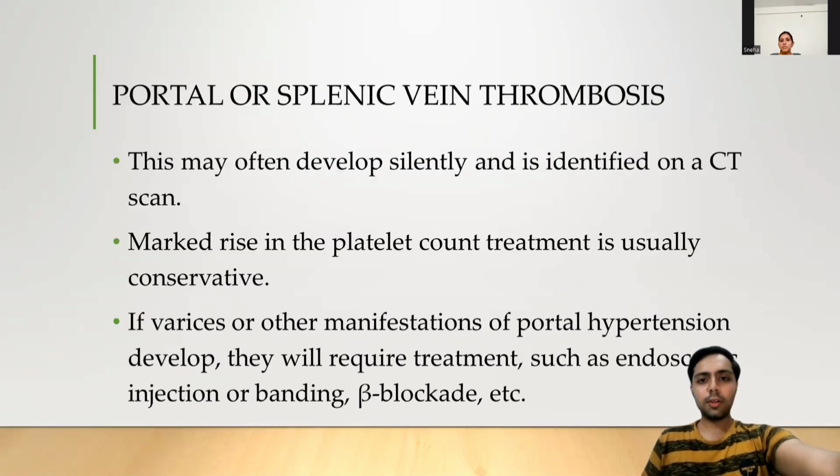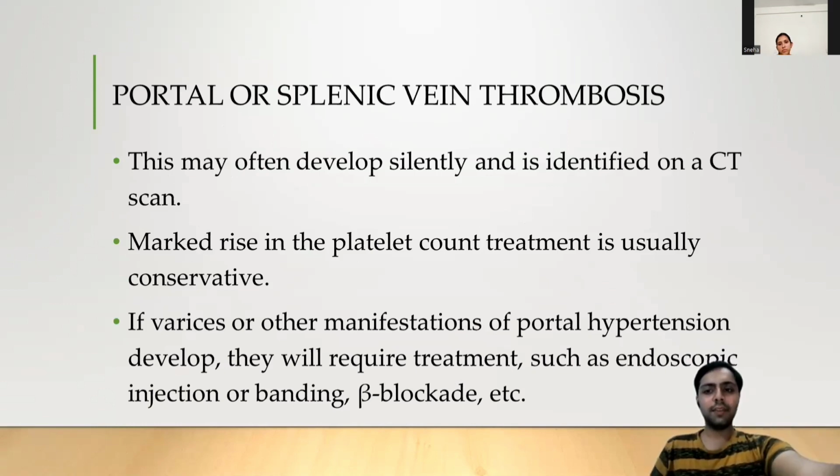Next, portal or splenic vein thrombosis. It's a very incidental find, and it's only identified on a CT scan. It develops silently, and there will be a rise in the platelet count. So conservative treatment has to be done. But if you see varices or any manifestation of portal hypertension, we have to give treatment like endoscopic injection, banding, beta blockers, etc.